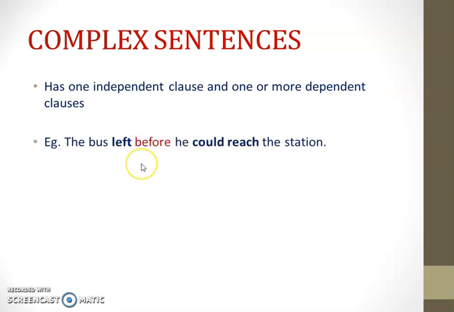The first example: "The bus left before he could reach the station." It consists of two clauses. "The bus left" is the main clause. "Before he could reach the station" is the subordinate clause or the dependent clause. "Before" is the subordinating conjunction used in this particular sentence. The two finite verbs are: "left" is the finite verb in the main clause, and "could reach" is the finite verb in the subordinate clause.